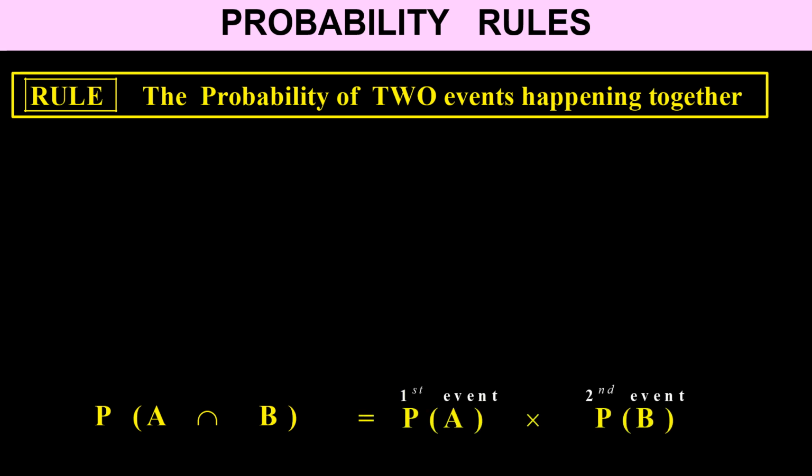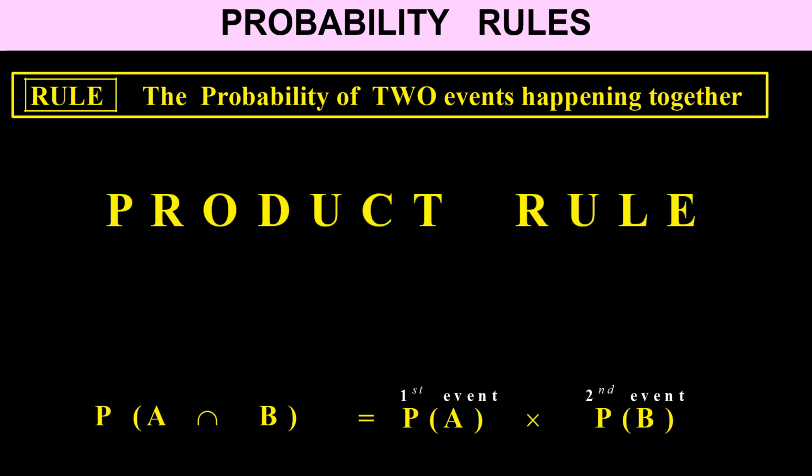Now let's consider the third rule, the probability of two events happening together or one event after another event. The probability of A and B, which can also be denoted as A intersection B, is the probability of the one event times the probability of the second event. Because we have the product of the two probabilities, we refer to this as the product rule.